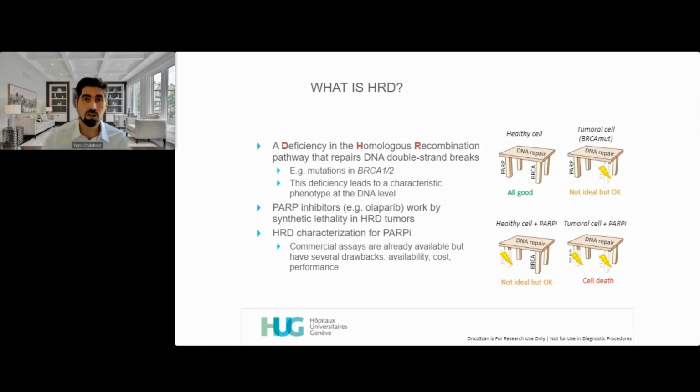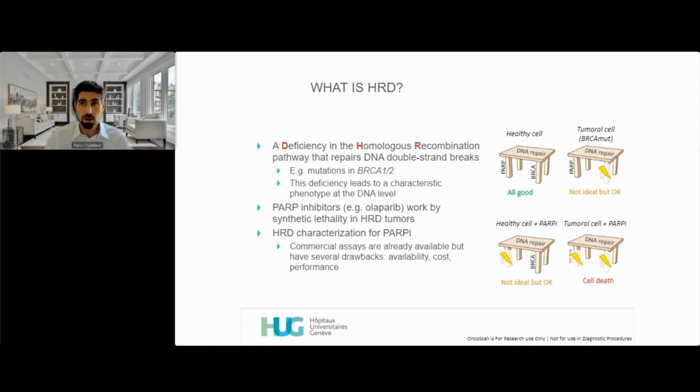So what is HRD? HRD is a deficiency in the homologous recombination pathway, and that's the pathway that repairs the DNA double-strand breaks. This pathway is most well known because it contains the genes BRCA1 and BRCA2. Maybe you heard about the Angelina Jolie effect. What is quite interesting is that if you have a defect in this pathway, then it leads to a characteristic phenotype, which we call genomic scars. Because if you don't have this pathway, the DNA is repaired in a specific manner, and we can see that in the whole genome.